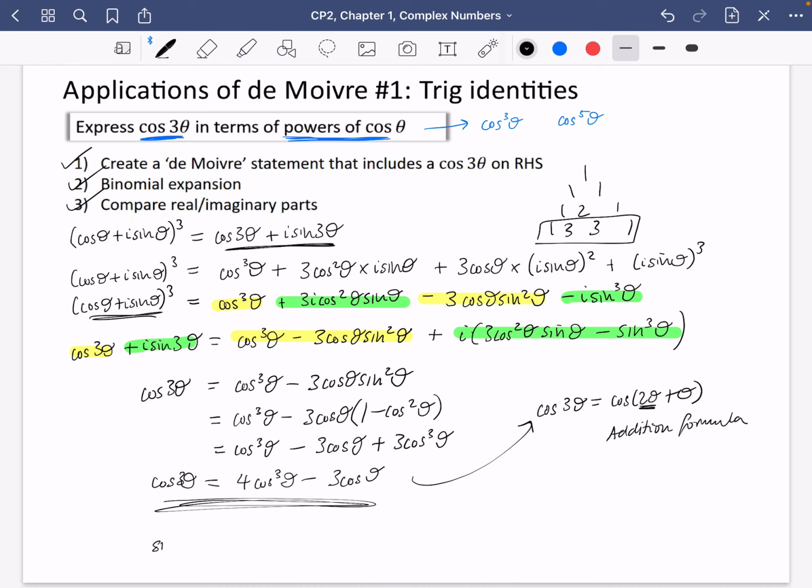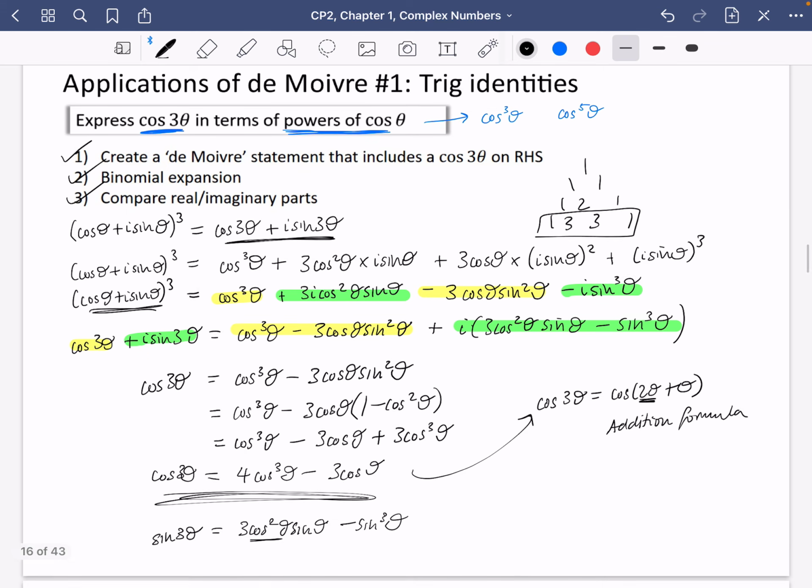It hasn't asked for it, but we can see that sine 3 theta is the bit that I've got in green at the end, which is 3 cos squared theta sine theta minus sine cubed theta. And again, I could replace the cos squared with 1 minus sine squared if I really wanted to.